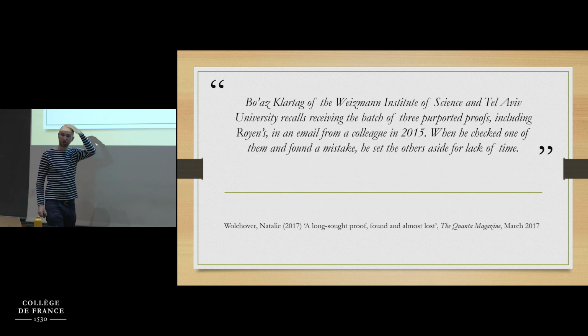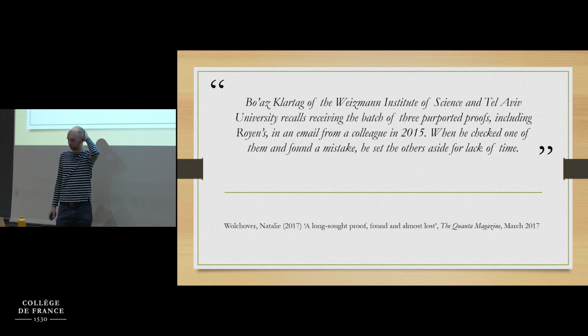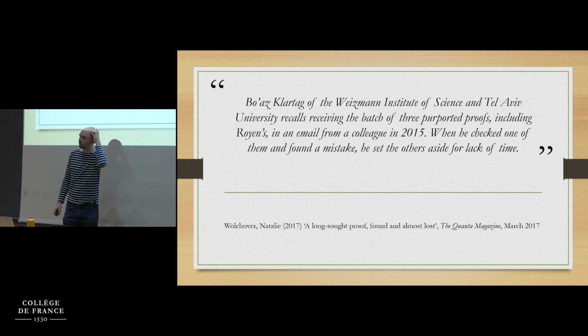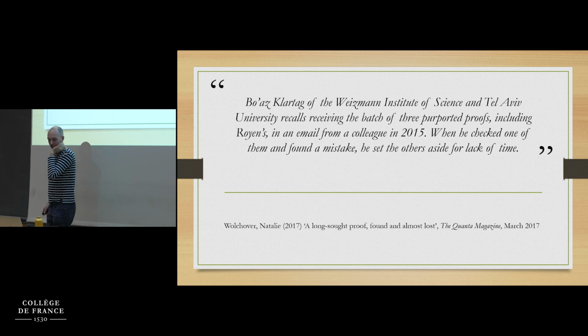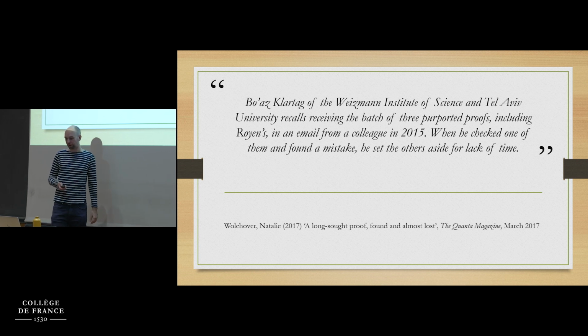In fact, this is what happened in the Thomas Royen case. So here we have Boris Klartag of the Weizmann Institute in Tel Aviv, who recalls receiving a batch of 3 purported proofs of that Gaussian correlation inequality, including Royen's, in an email from a colleague. When he checked one of them and found a mistake, he set the others aside for lack of time. Once again, time flares up, right? So Klartag tells us, well, it looked off, so I didn't check it. I didn't actually pay any kind of attention to it. I had it in my inbox, and maybe later if I have more time, but I'm not going to do this now. But as we know now, the proof was indeed correct.